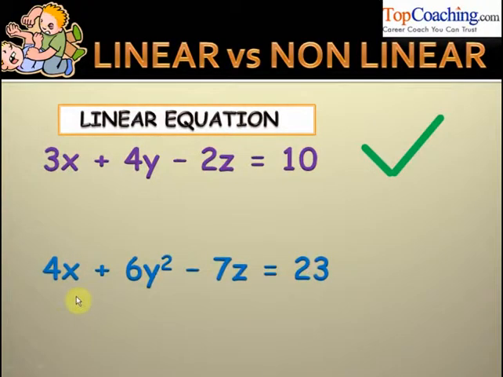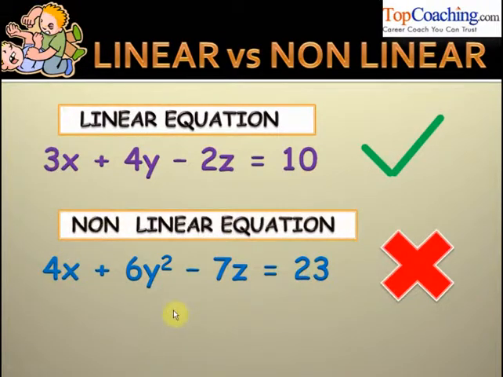Let's consider one more example: 4x plus 6y square minus 7z equal to 23. Is this a linear equation? No, this is not a linear equation. Why? Because if we look at the exponent of y here, it is equal to 2, and this makes this equation a non-linear equation. So for an equation to be a linear equation, the condition is all the variables must have the exponent equal to 1. If it's not so, then it is a non-linear equation. So that's the basic difference between a linear and a non-linear equation.